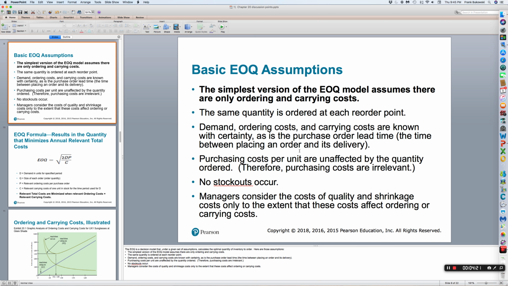Purchasing costs are going to be irrelevant in the economic order quantity model. We will also assume no stockouts occur, and then managers will consider the costs of quality and shrinkage costs only to the extent that these costs affect ordering or carrying costs.